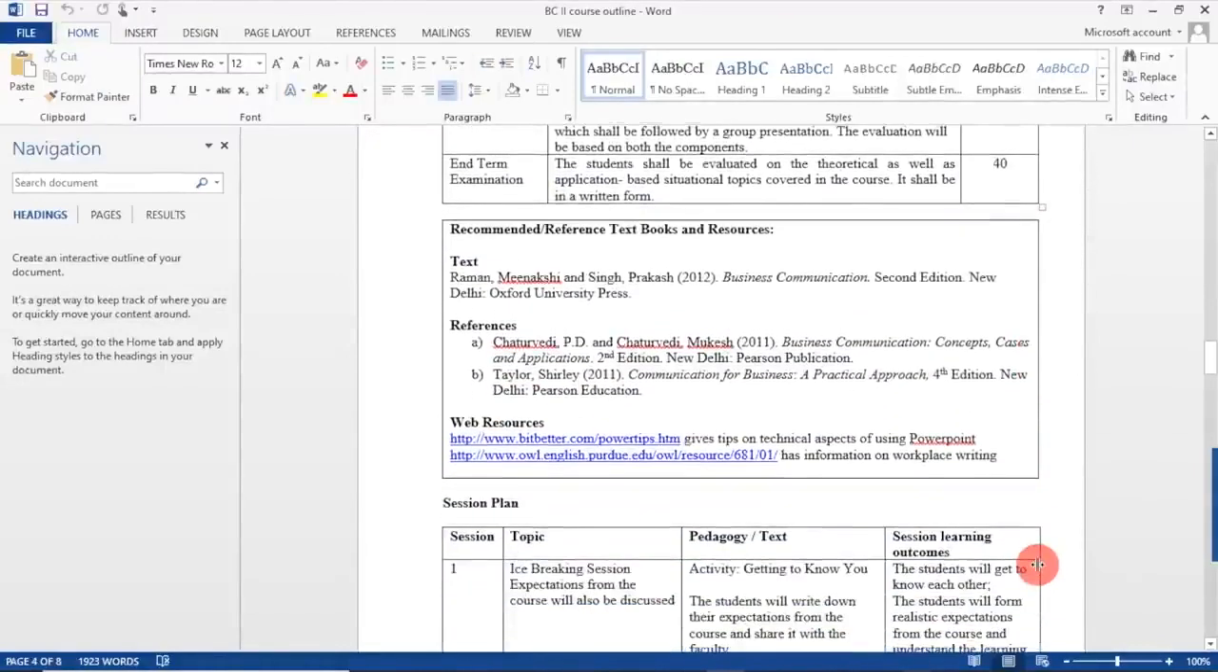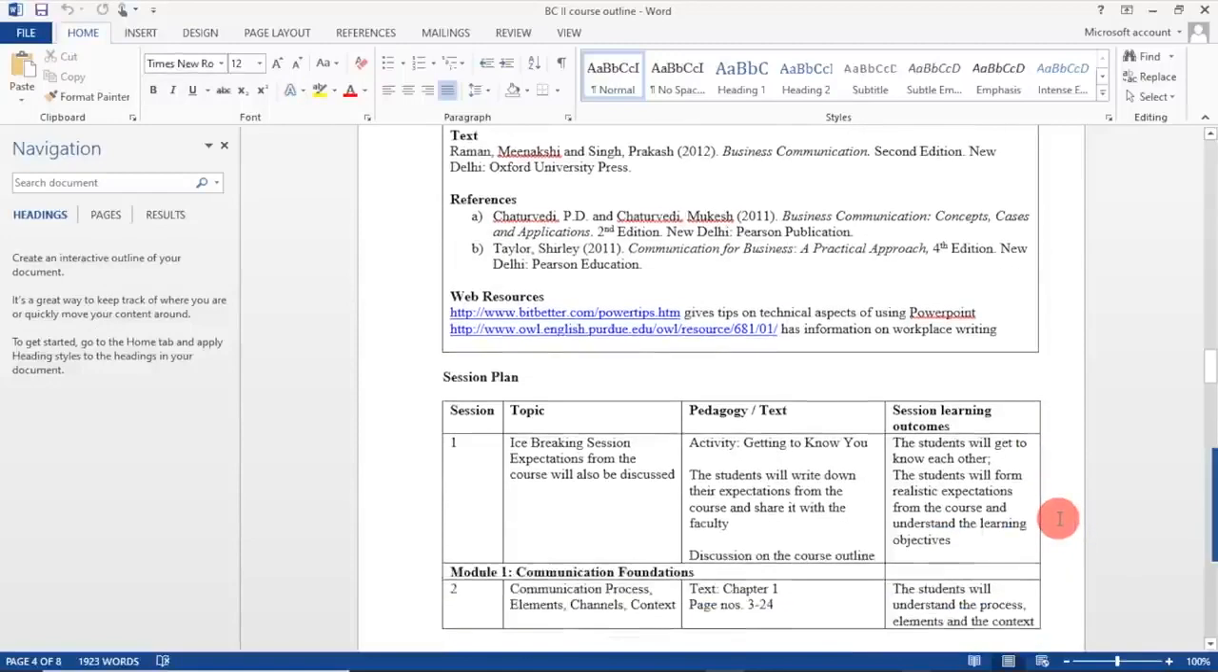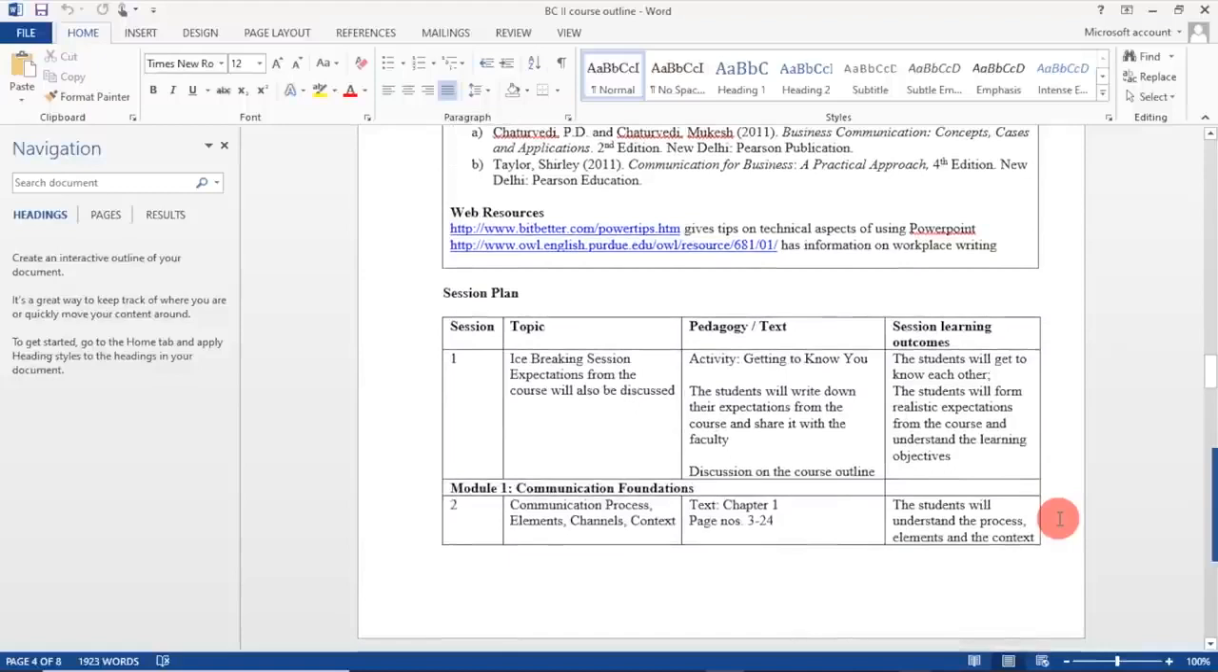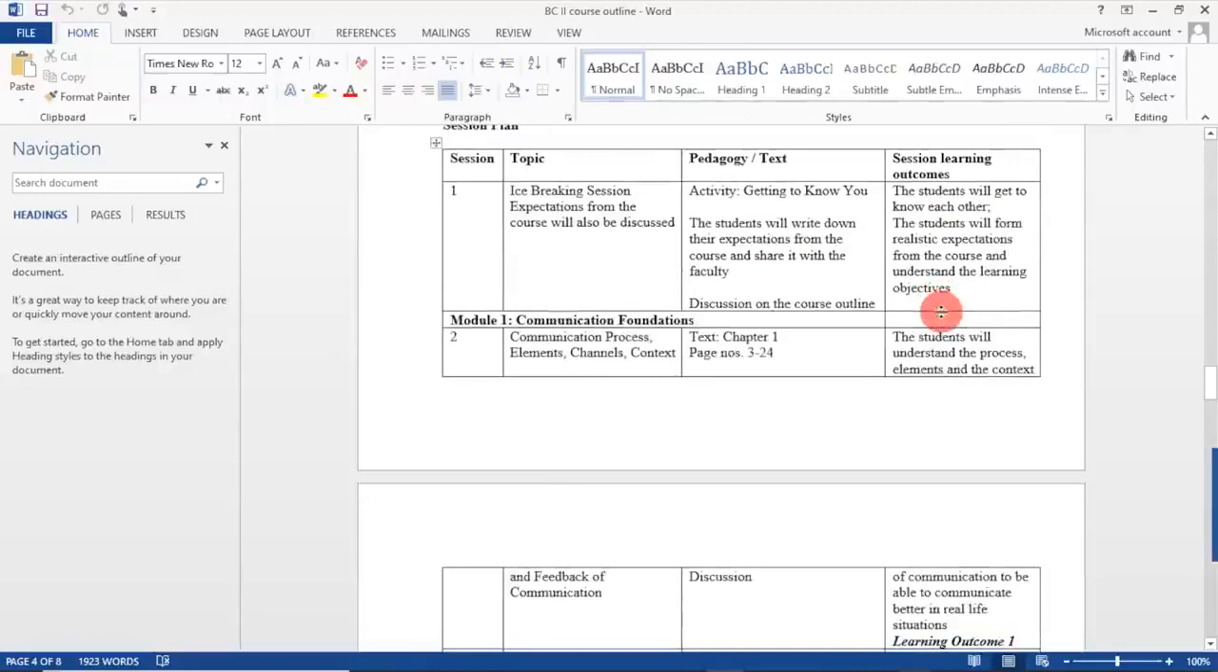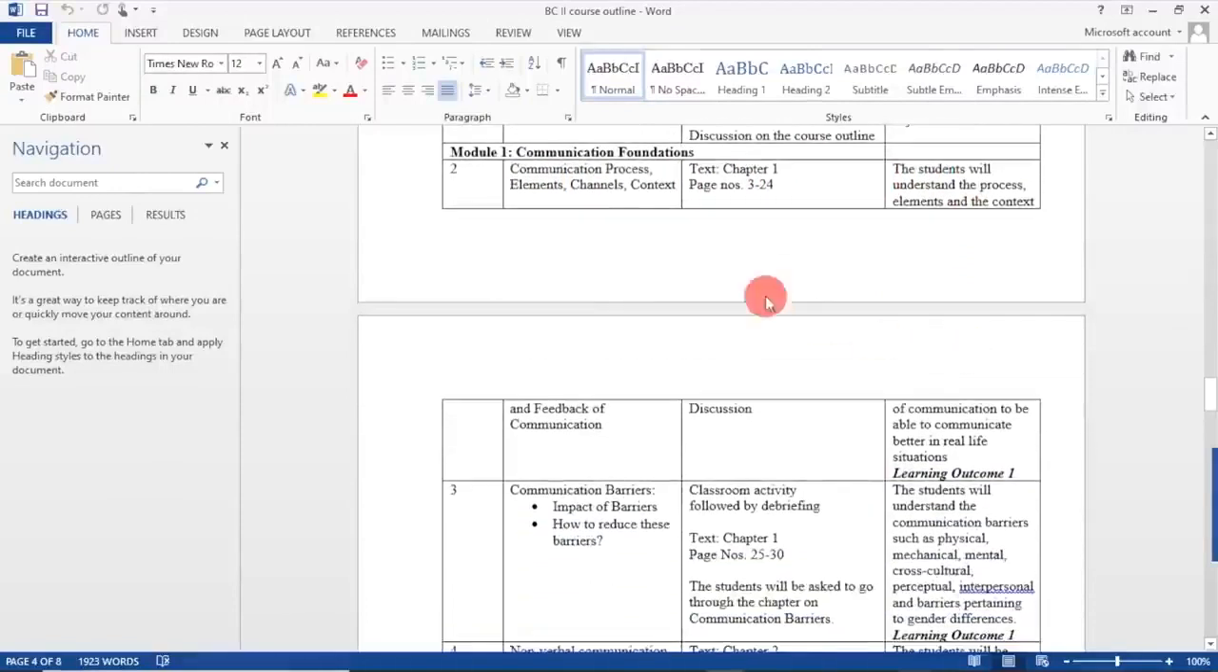Then you go in for giving the text and the references. Textbook is what you are going to follow in the class. References is what you want them to study in the library over and above the main book which you have given them to study. Now see this. Session 1, what I am going to do. So I am going to basically have an ice-breaking exercise, try to understand the student, try to tell them what this course is all about. And from session 2, I am going to start discussing different topics of this particular course.